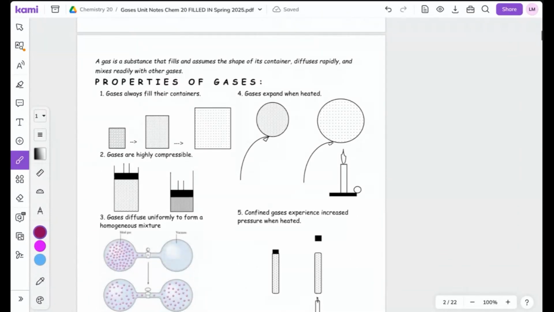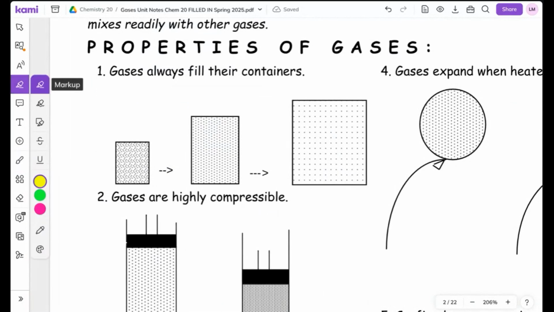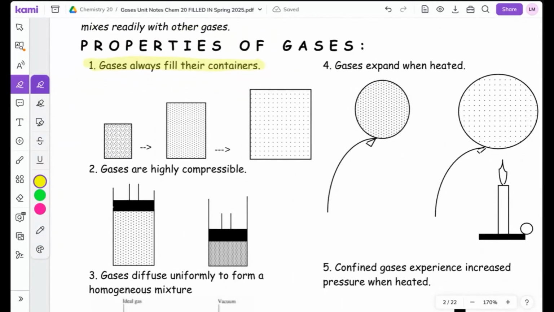Okay, so starting off with some properties of gases that you need to be aware of. There's 5 properties that we're going to be going over. The first one is that gases always fill their container. So whatever size container you put whatever gas into, it's going to expand to fill whatever container you put it into. Now the second property of gases is that they are highly compressible.